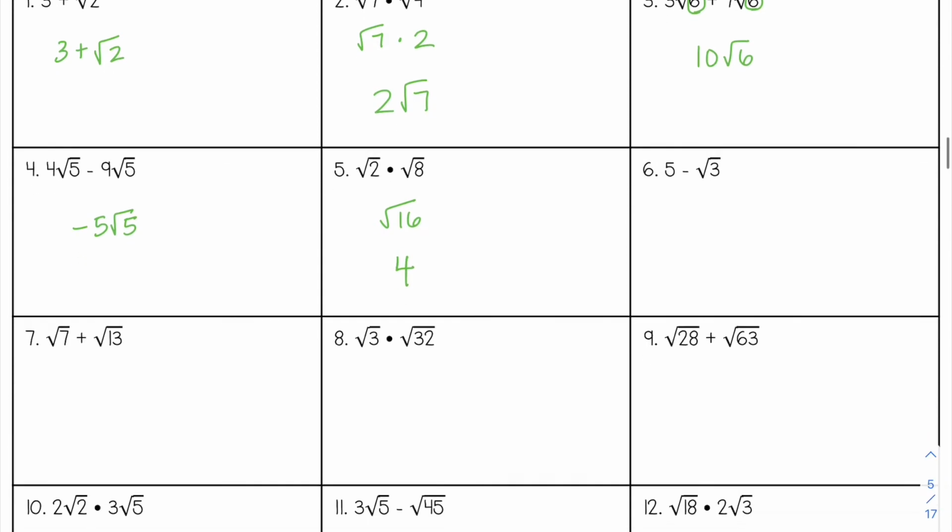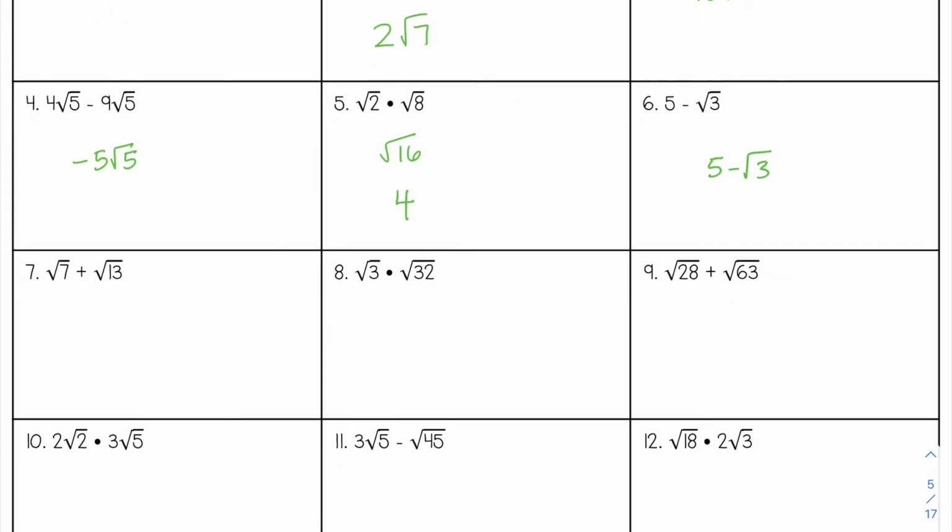All right, number 6, 5 minus the square root of 3. This is similar to number 1 because 5 does not have a radical symbol. It's not a radical expression, but 3 does. So these are not terms that we can combine. So all we can do is just leave it like that. That is as simple as we can make that expression.